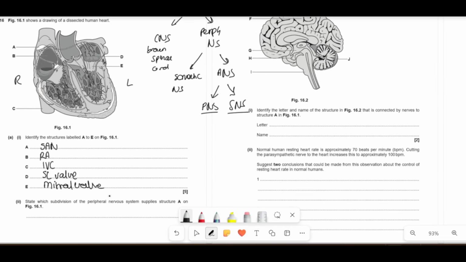So here it says which one of the peripheral nervous systems, so we're looking at this division, supplies A, which is a sinoatrial node. So it's whichever one is controlling the rate of the sinoatrial node firing, the control of heart rate. Now that's not a conscious thing. You don't have to be like, oh, I've got to speed up my heart rate, so it's autonomic.